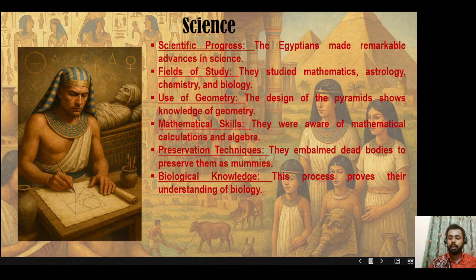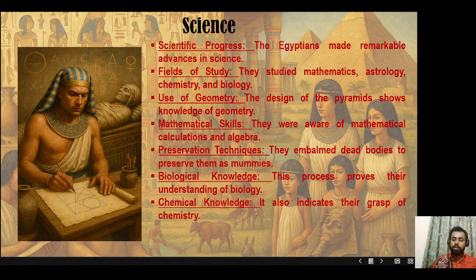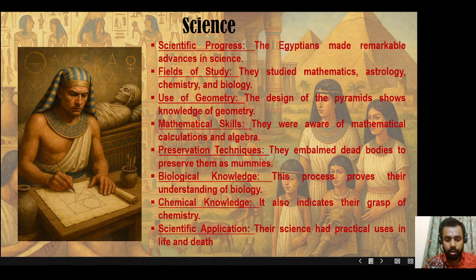Before preserving the dead bodies, they had to process the body in such a way that it remained untainted for thousands of years. This is not possible without a proper understanding of biology. It also indicates their grasp of chemistry. From this we can understand how expert they were in chemistry. Their science had practical uses in life and death. They used these scientific techniques both in their present life and in their funerary practices, after death.